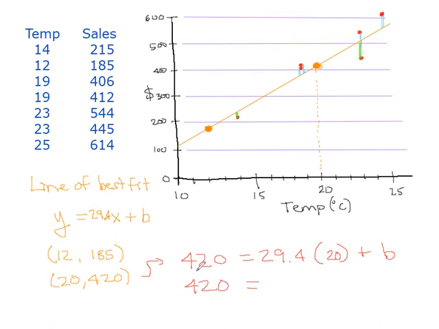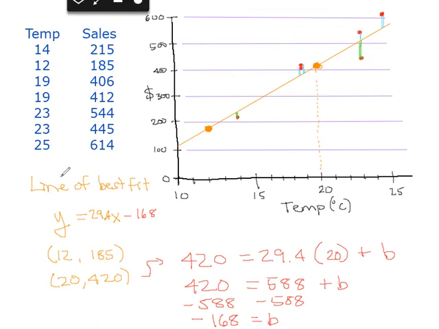29.4 times 20 is 588. And then we subtract 588 from each side, and we get, what is that, minus 168 equals b. So in our line equation here, where we used to have b, now we know that number is minus 168. I'll take out the plus as well. We'll put in minus 168.